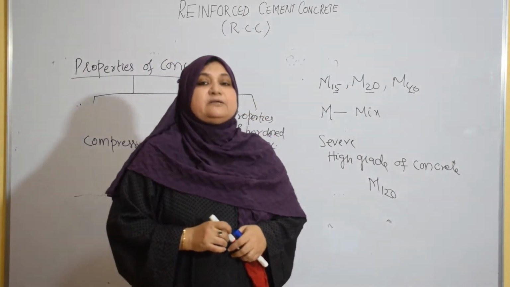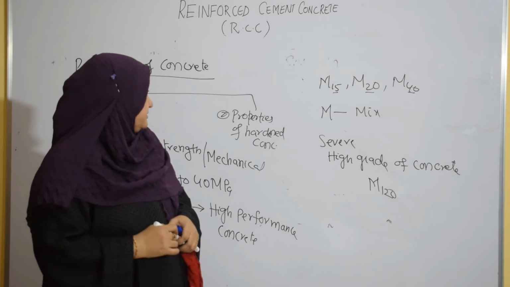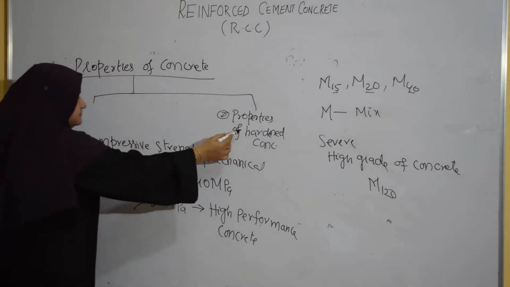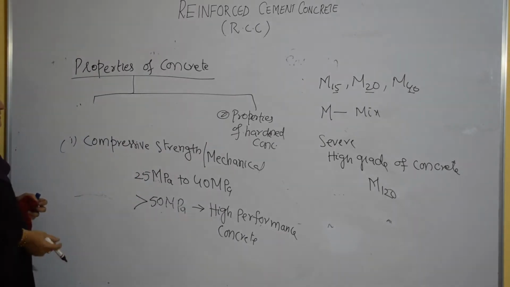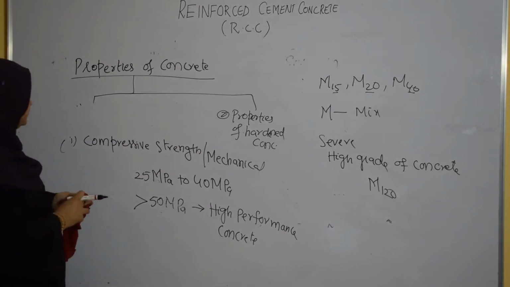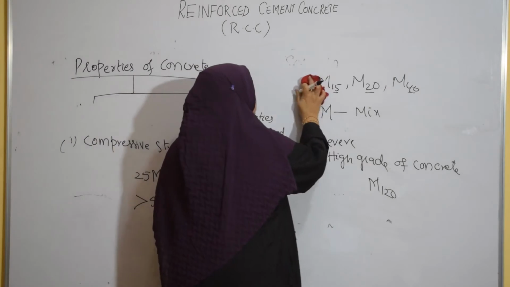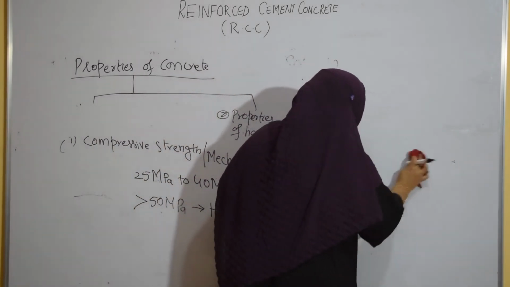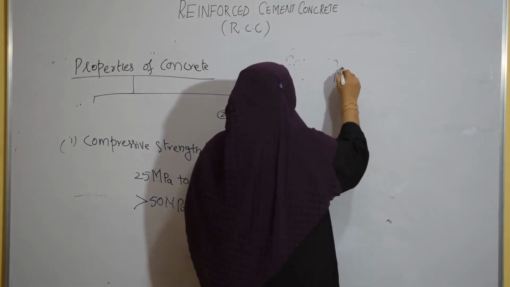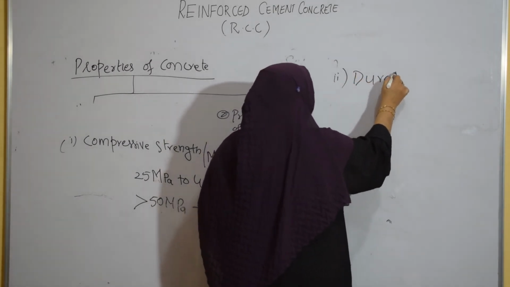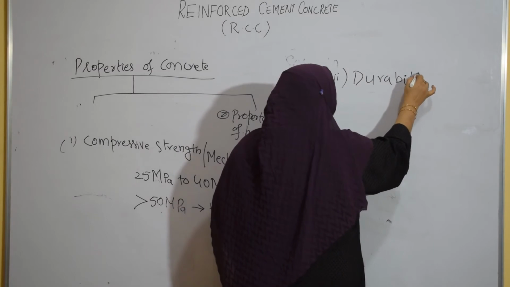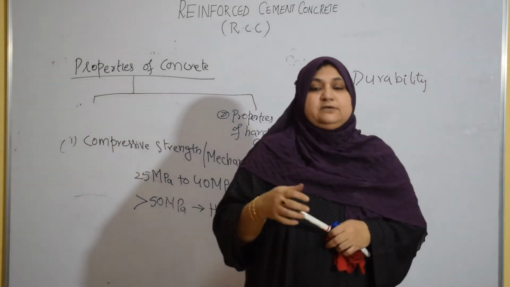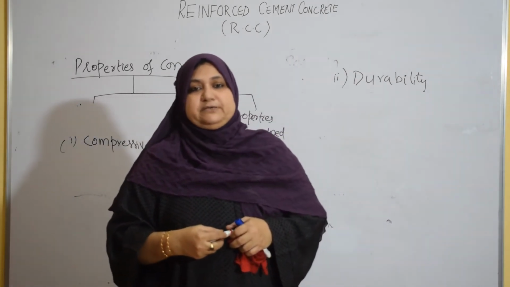Another property is durability. One is compressive strength, which is a property of hardened concrete. The second one is durability. Durability is a long-term property. The word itself will give what it means. It is a long time property.